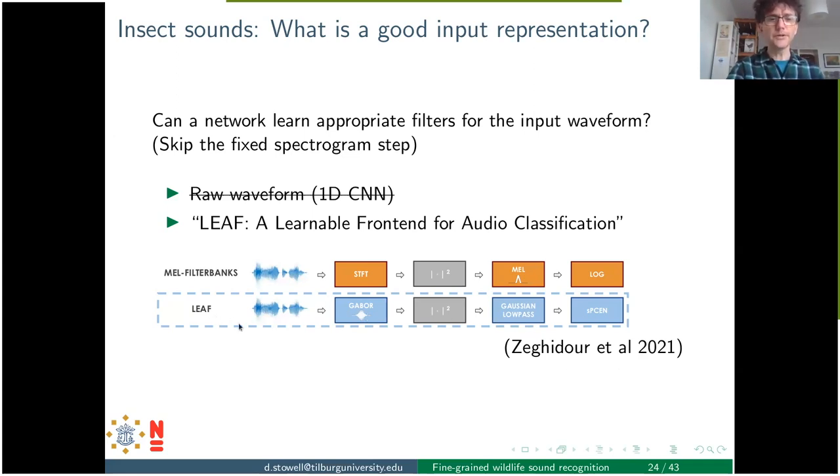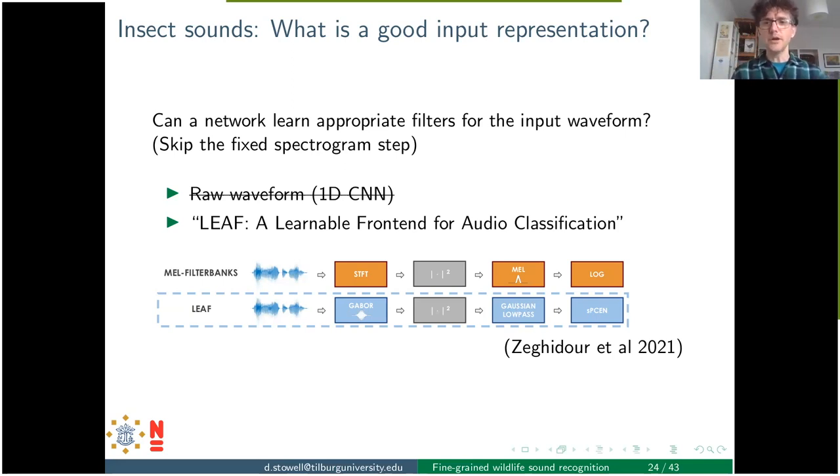As compared to the mel spectrogram, there is an analogy here. Instead of the Fourier transform, we are applying a Gabor filter bank. And then later on, we've got a low pass and a normalization step. Each of these three blue boxes is a block with learnable parameters.